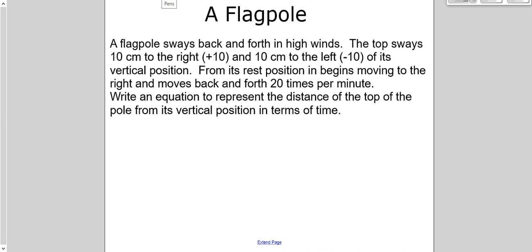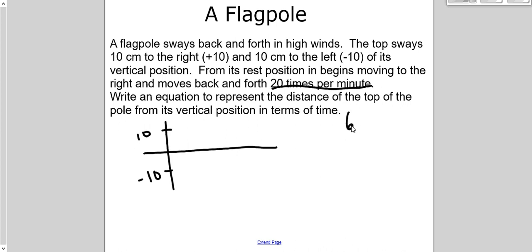So whenever I'm doing these types of word problems, I always like to draw what's happening so that I have a better idea when I go to create my equation. It tells me that when it moves to the right, it's at a plus 10. When it moves to the left, it's at a negative 10. It also tells me 20 times per minute, so I need to figure out how long one cycle takes. There's 60 seconds in a minute, so I take 60 divided by 20, which means a cycle occurs every 3 seconds. So let's put a 3 here.